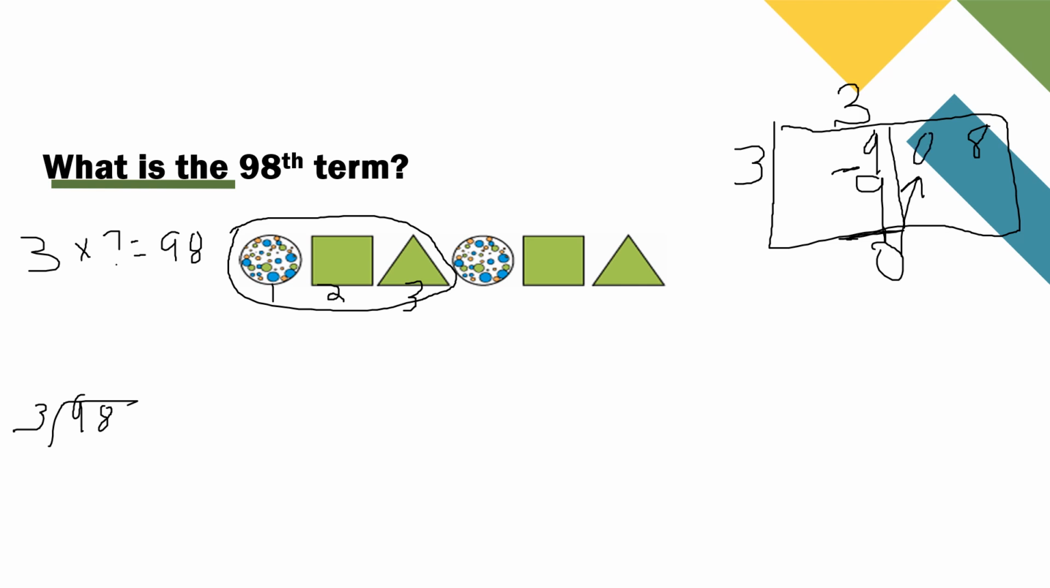So I just have 8. 3 times something to get 8. 3 times 3 was 9, so that would be too much. So I need to go down. So 3 times 2 would be 6, and I subtract. That'll equal 2. I don't have another box to move over, so therefore I know my remainder is 2. So again, I only want the remainder, which means where my pattern, my foundation stops at, my remainder says move over 2 more spaces. So 1 and 2. So the 98th term would be a square.